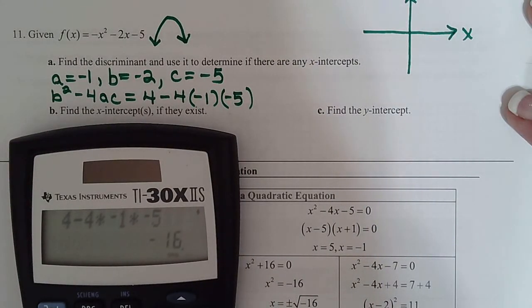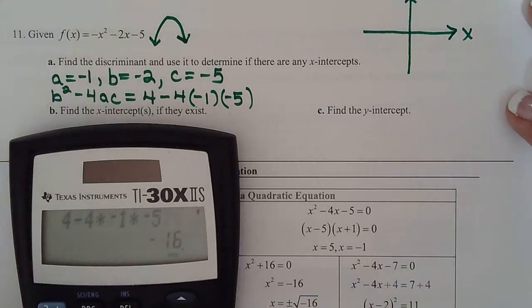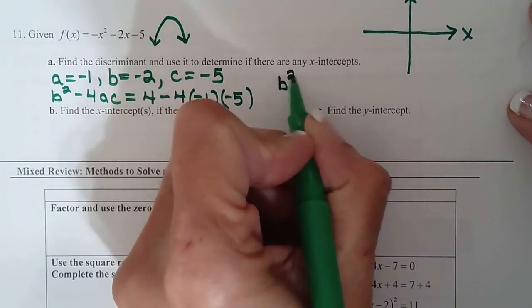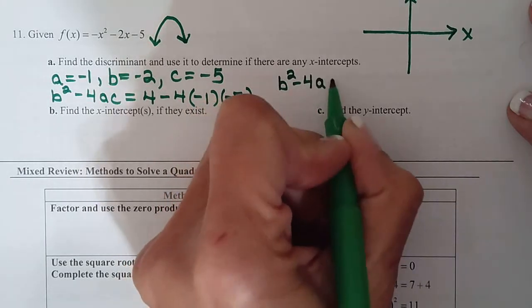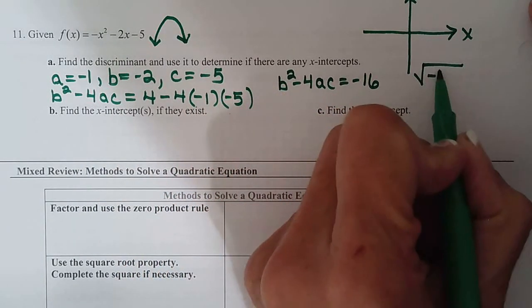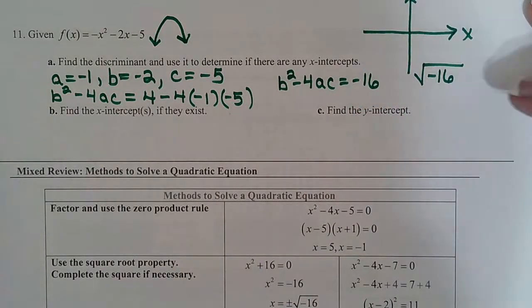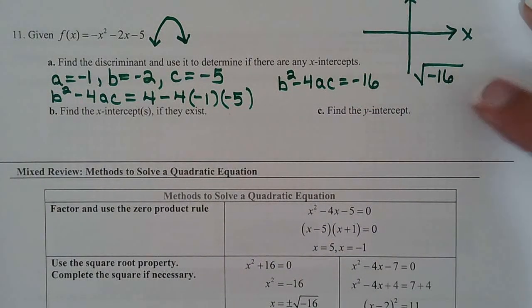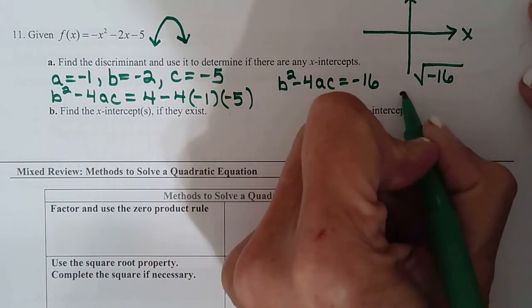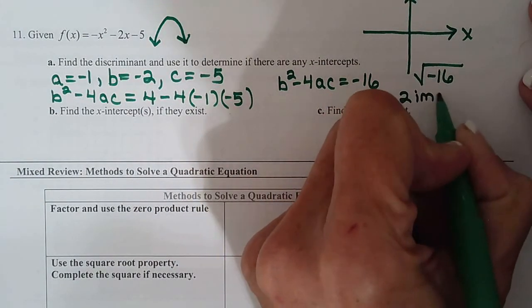And we get -16. So b squared minus 4ac equals -16. That means we have this scenario. So what kind of numbers do you get from that? Imaginary, right, because of the negative. So that's 2 imaginary solutions.